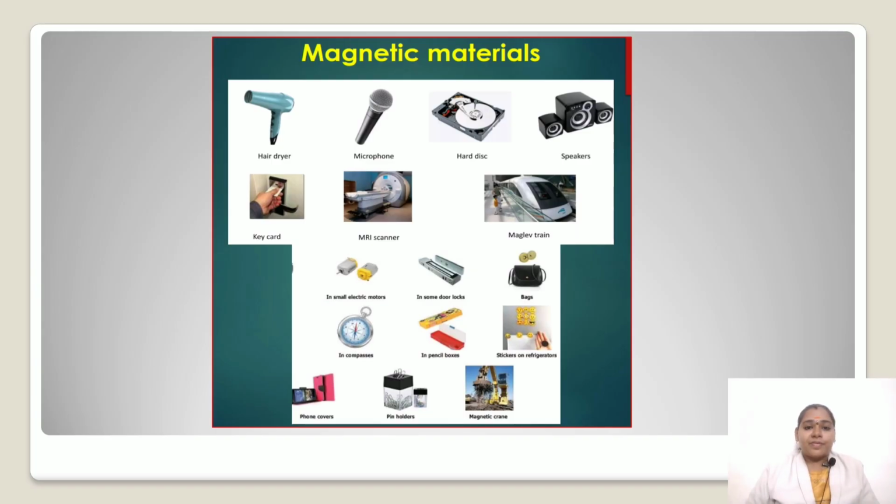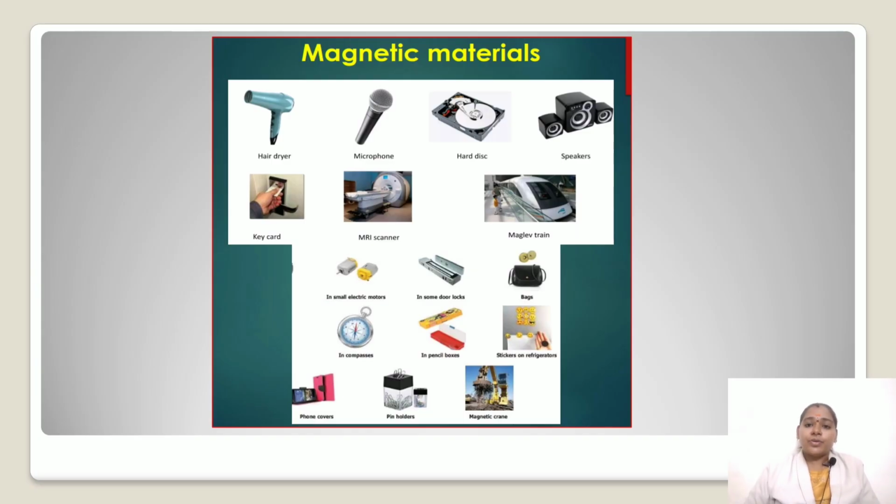Then the microphone uses electromagnetic induction to convert sound waves into electrical signals. Then the hard disk. It stores data magnetically on rotating platters, essential for computer memory systems. Then speakers. They convert electrical signals into sound using magnetic coils. Then the key card. It uses magnetic strips to store and read security data for access control.